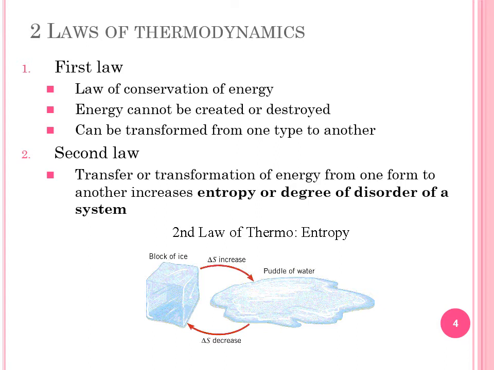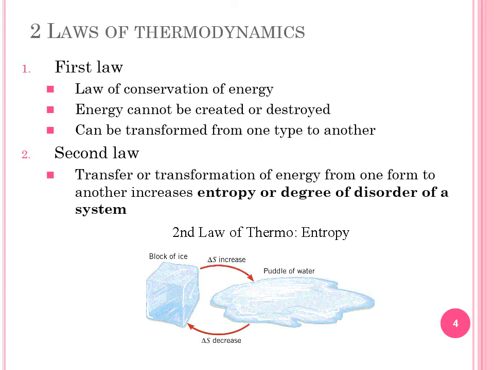And so this change in the formation of the block of ice to the puddle of water is what we call a change in entropy. And entropy is the measure of disorder in the system. And so when we go from a very orderly system to a very disorderly system, we say that the amount of entropy has increased. And so our energy that is used in the universe is associated with, is the system orderly? Is the system disorderly?